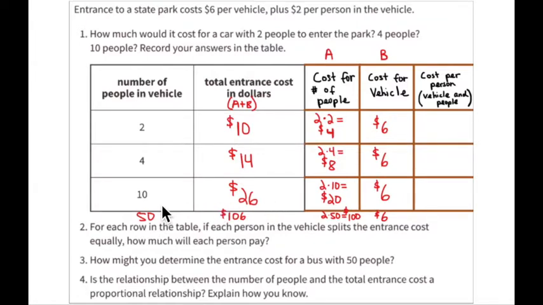Let's say that there's a van that's going to the park. It has 10 people in the van. Look in, count 10 people. That's 2 times 10 is $20, plus another $6 for the van. So that's a total of $26.